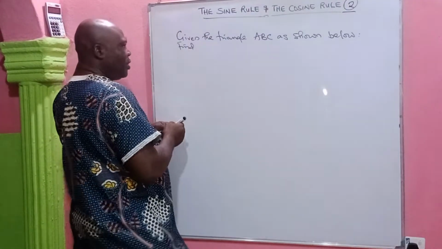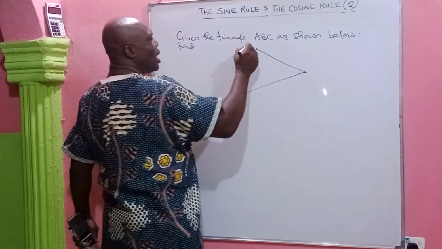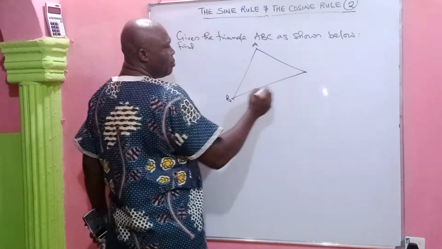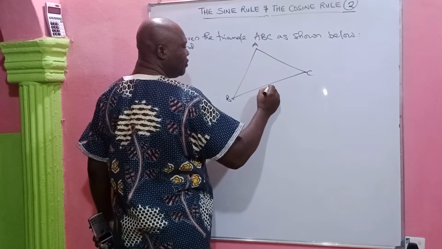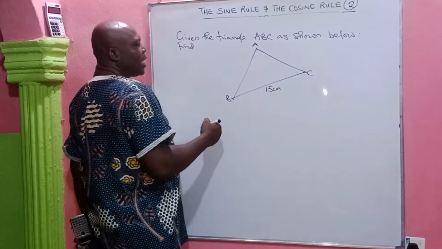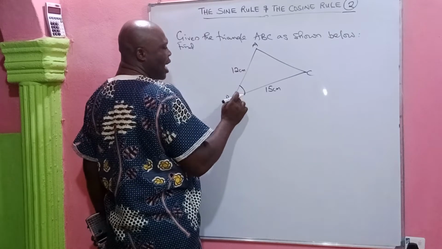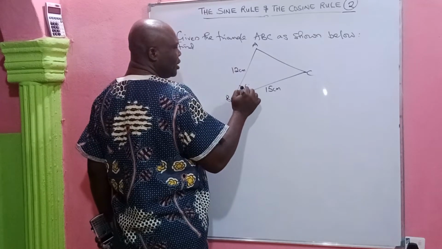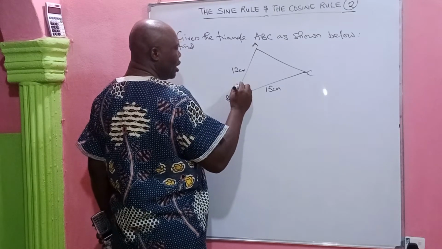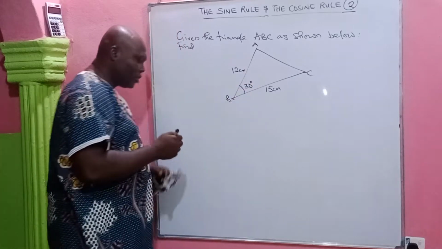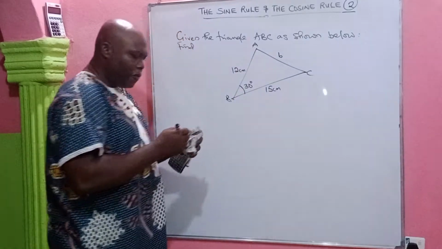Say for instance, we've been given a triangle this way. This is a triangle, and the triangle is A, B, and C. This side was given, let's say, as 15 cm. This other side was given as 12 cm. And the angle in between given as 60 degrees. Okay, let's say 60 degrees. Or let's say 30 degrees. Let's call it 30 degrees. Now, assuming you've been asked to find this side, which is small b, what formula do you have to use?